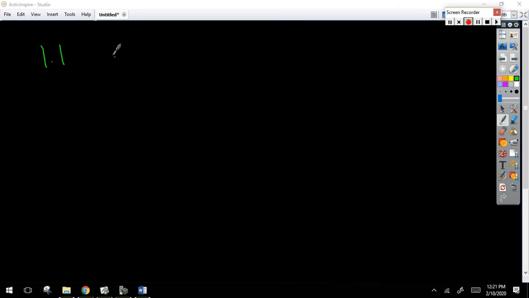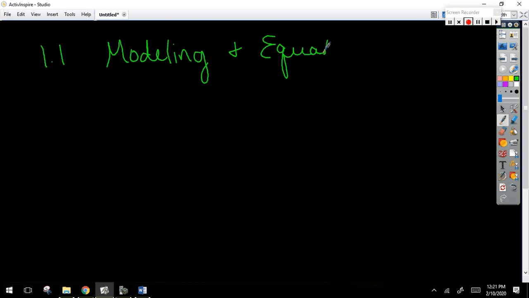We're going to talk about using data to model situations. And we're going to go back to equation solving a little bit.